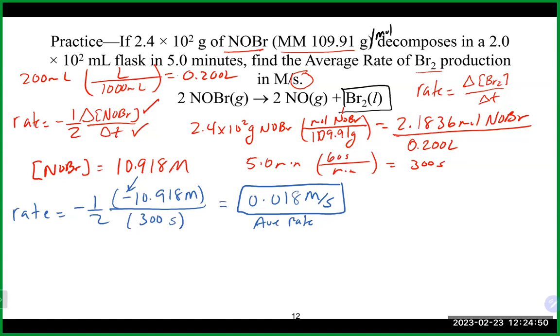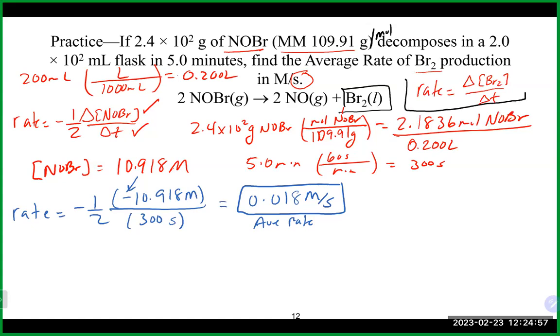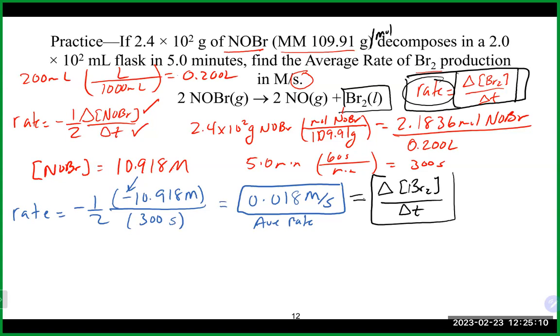That's really good because if we come up to our Br2 over time, we could see here that the change in the concentration of Br2 over time equals the rate. So basically it equals that number in this particular case. So the production of Br2 over the change in time is basically the same as the average rate here. It is basically what we're producing. Question on that there? Yeah.